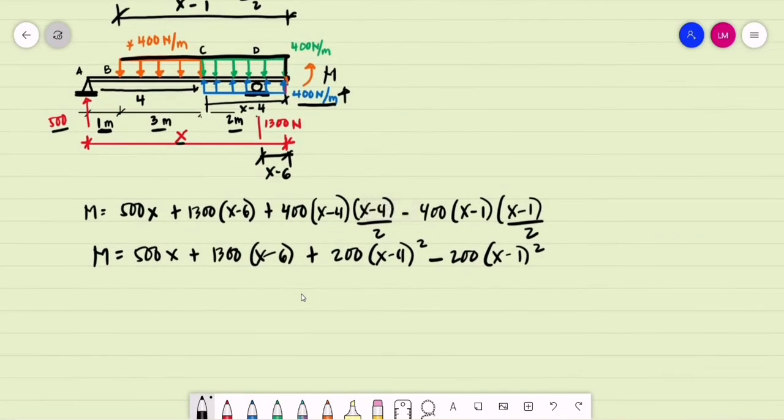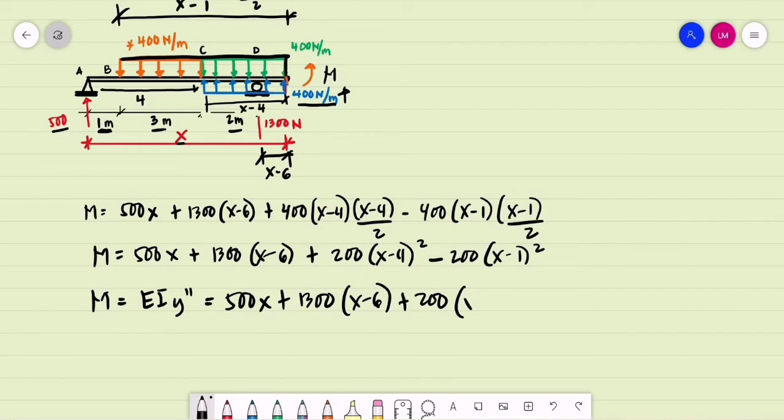So for the double integration method, what is the equivalent of our moment equation? That is the same as the EI y double prime, or the moment equation. This is now equal to 500 of x plus the 1,300 multiplied by x minus 6 plus 200 multiplied by x minus 4 squared minus 200 multiplied by x minus 1 squared. This is our moment equation, or the EI y double prime.